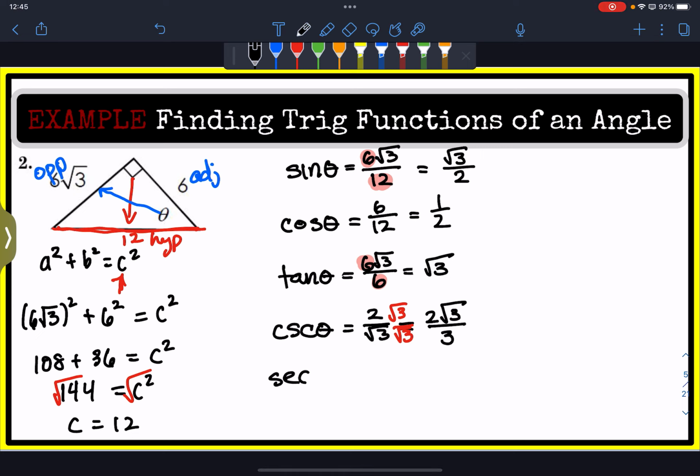Now for secant, well, secant is the inverse of cosine, which is 1 over 2. The reciprocal of 1 over 2 is just simply 2. And cotangent is the reciprocal of tangent, and tangent is radical 3. So the reciprocal of radical 3 is 1 over radical 3. So again, we need to rationalize this. So rationalized, this would be 1 radical 3 divided by 3. And there, those are your 6 trig functions.